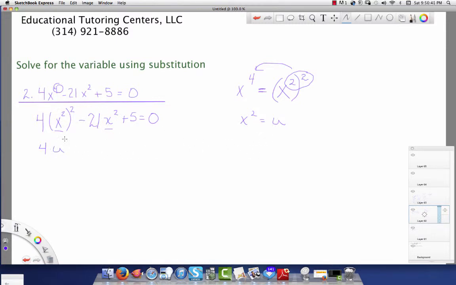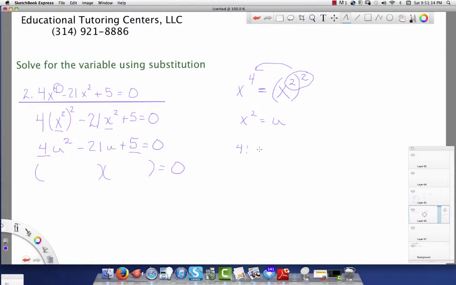So that's 4u squared minus 21u plus 5 equals 0. Okay, so now here we are with a trinomial that looks familiar. And so what we could do is open our sets of parentheses and go to work. So in order to figure out which factors we need in here, we have to look at the coefficients on the first term and the last term, of course.